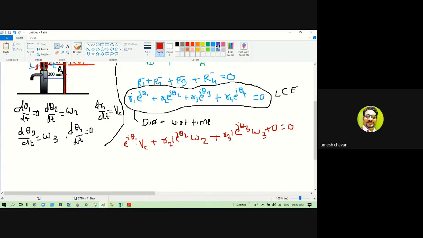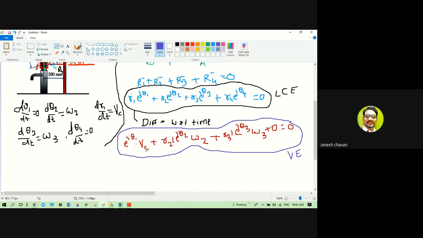So this equation is called a velocity equation. Now look at this equation: what is known and what is unknown? Vc is unknown and omega 3 is unknown. Rest of the things are known. Solve this equation for omega 3 and Vc.